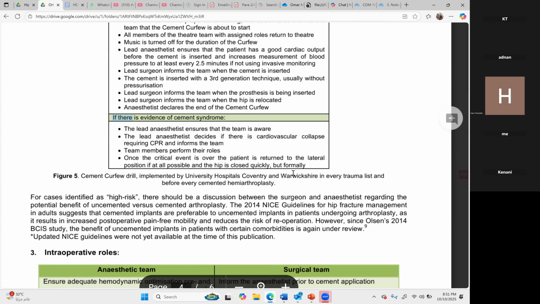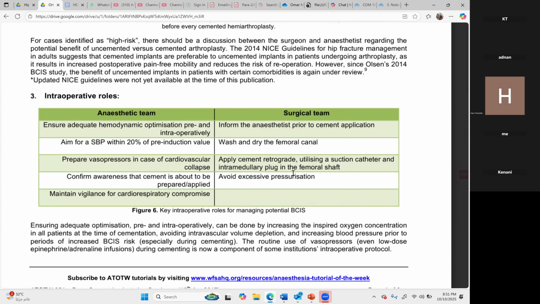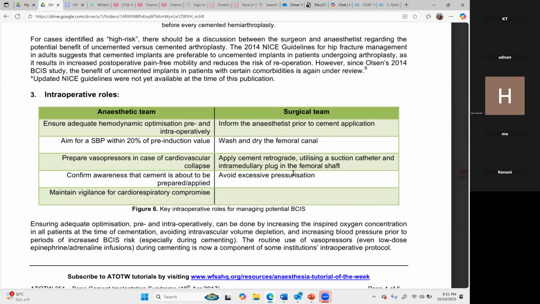So they have written some. Actually, this tutorial is specifically on this topic. There are certain things we will do. Yeah, that's what I was telling you.